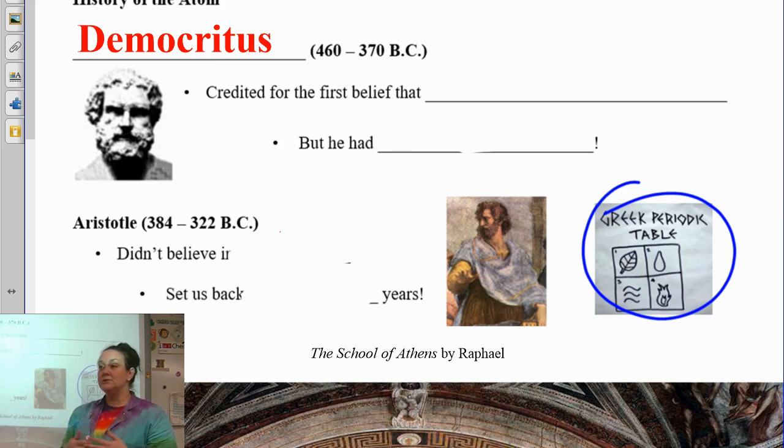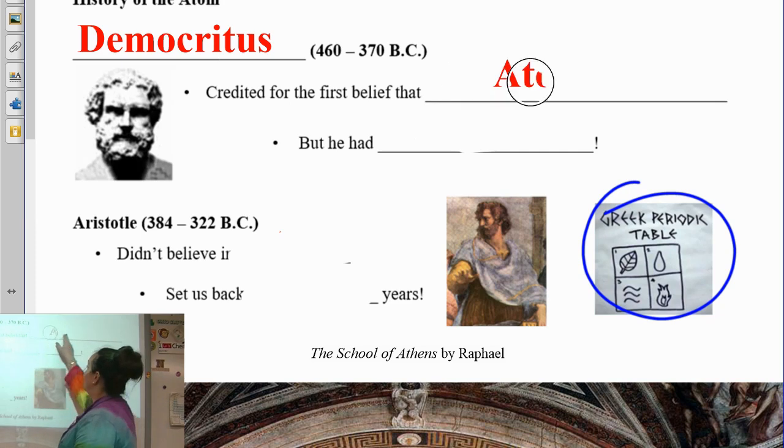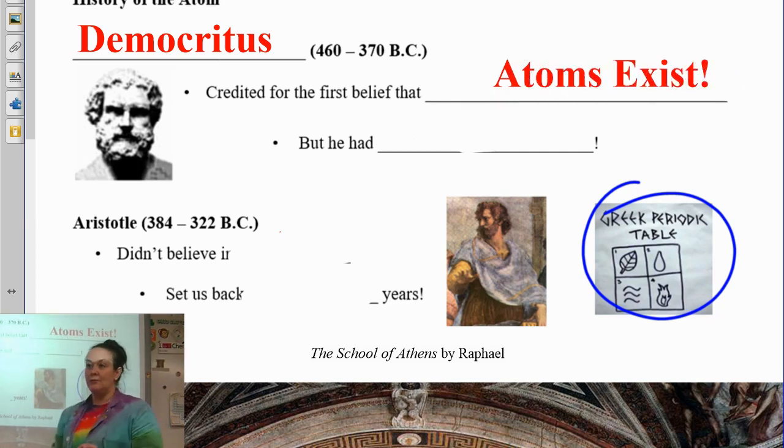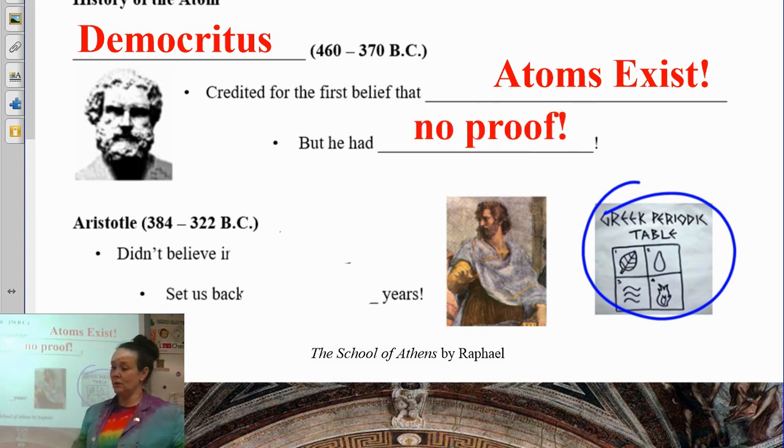And he named those atomos, which we now call atoms. So he has credit for the first belief of the idea that everything is made of atoms, which is an incredibly amazing feat for just sitting around and thinking that everything would be made of these teeny, teeny, tiny little atoms. And he had no proof, though. That was his problem.